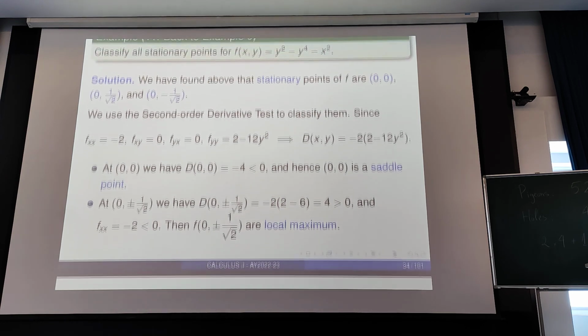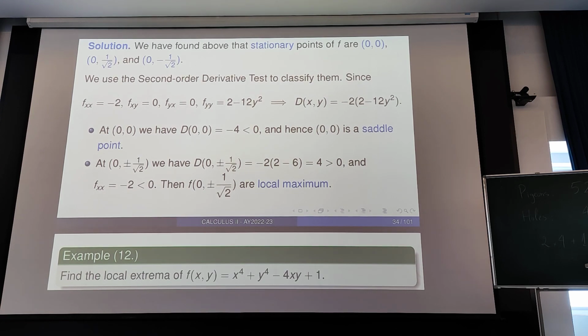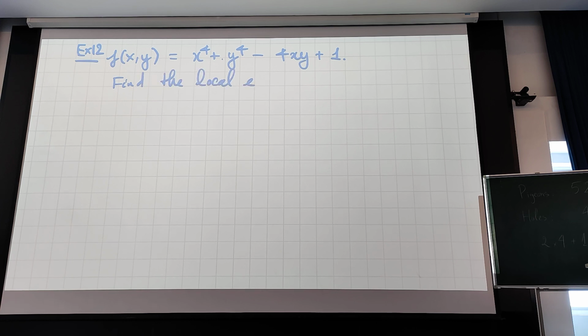So let's do one more example. Now we consider the function, example 12. The two variable function x to the power 4 plus y to the power 4 minus 4xy plus 1. And you need to find the local extremum.